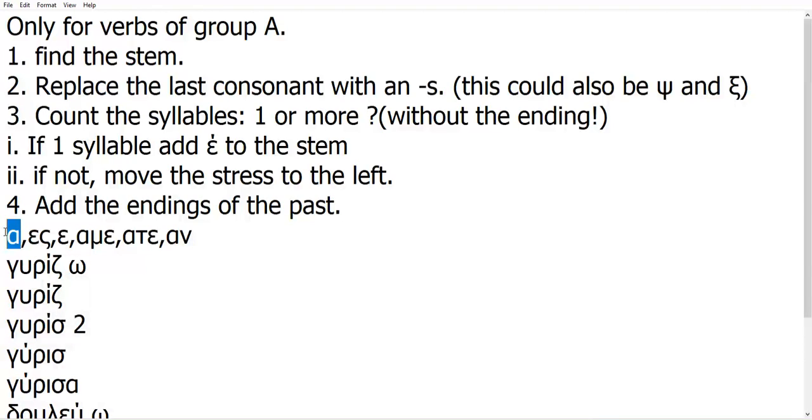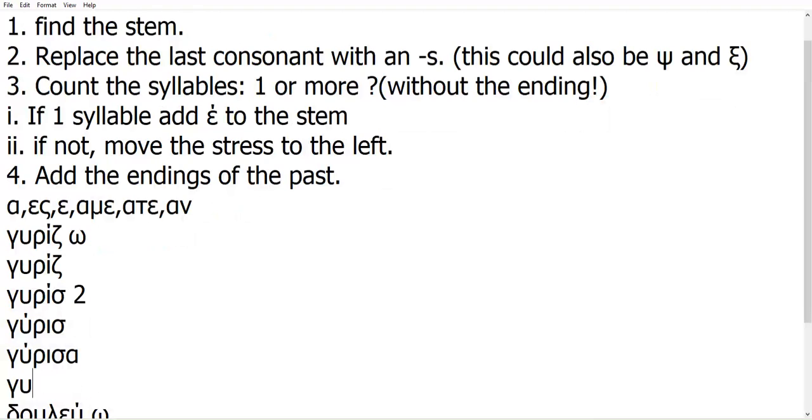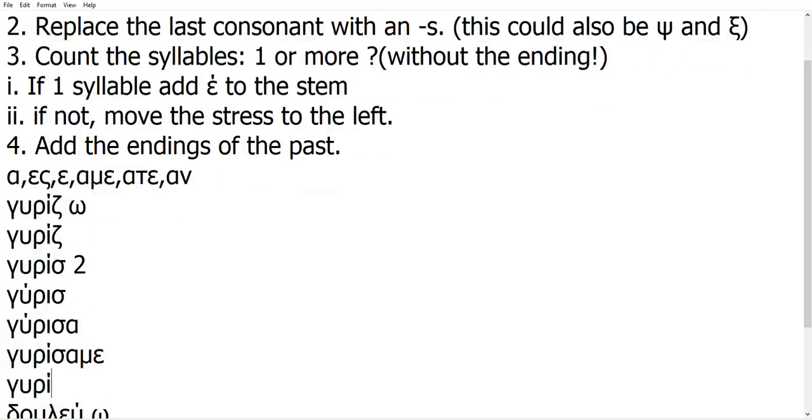Now, be careful here, because what happens, you might have noticed I said γυρίσαμε, is the stress changes in the first and second plural, because the ending has 2 syllables. Yeah, let me write it to make it clear what's happening. Γυρίσαμε. And the second plural will be γυρίσατε.